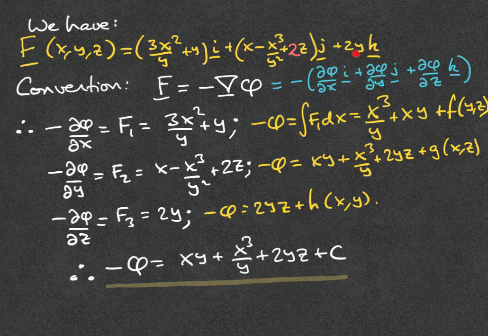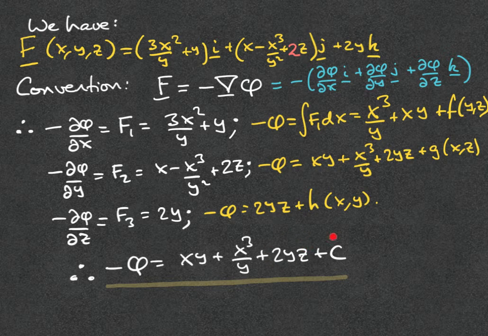And finally, and most simply, in this term, if we integrate with respect to z, we are going to obtain minus phi is 2yz plus some unknown function of x and of y. So these three equations together will tell us what phi is. So this term here and here must be part of our answer. This term here and here must be part of our answer. And the 2yz term here and here must be part of our answer.